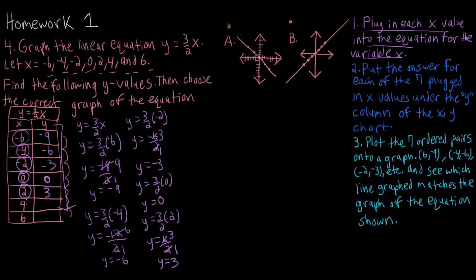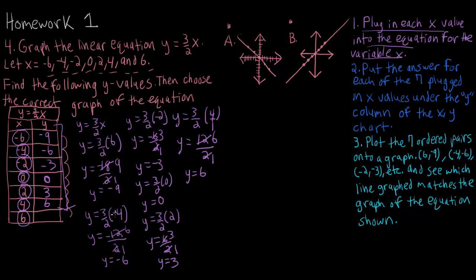Now let's plug in +4. y equals 3/2 times +4, which is the same as 4 over 1. You have y equals 3 times 4 is 12, 2 times 1 is 2. 2 goes into itself once. 2 goes into 12 6 times. So y equals +6. Plug that into our y column.